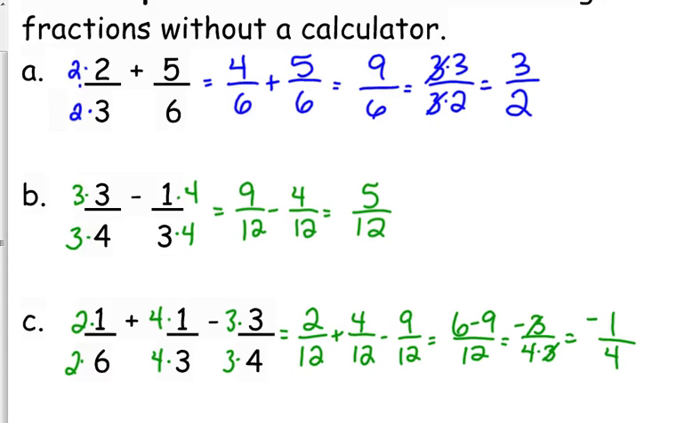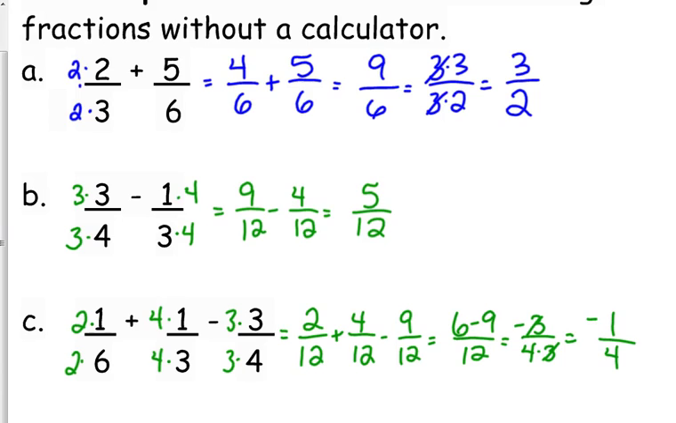Okay, so as has been mentioned several times, in order to add or subtract fractions, they have to have a common denominator. All right, and to achieve that common denominator, first of all, you've got to decide what the least common denominator is. Technically, you can do more than the least common denominator, but we want to try and keep it to the least common denominator.